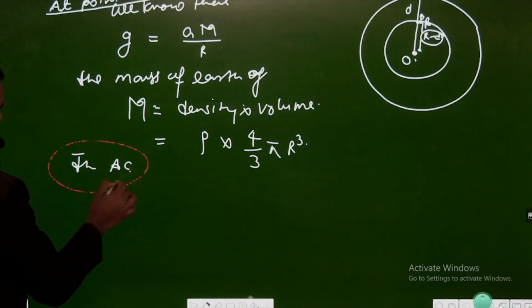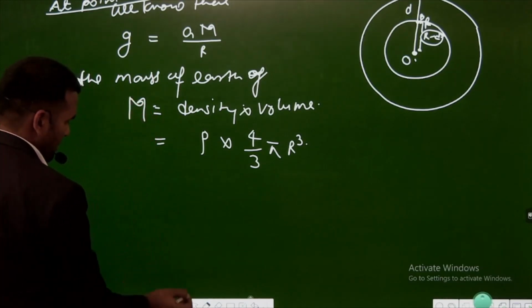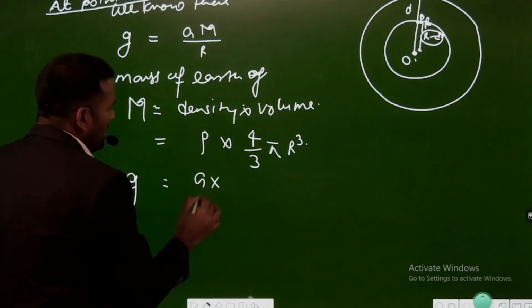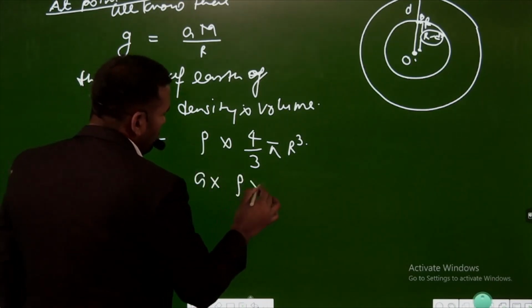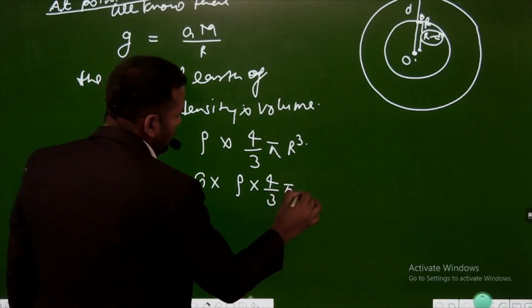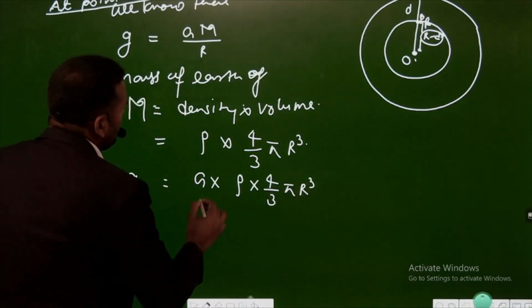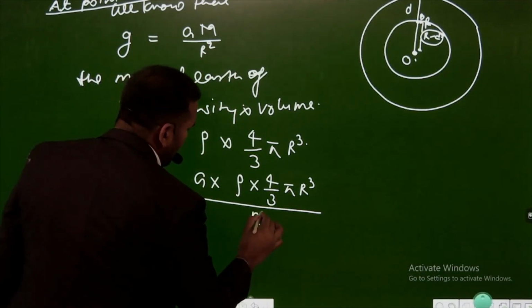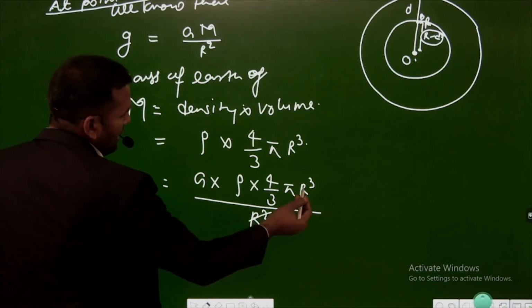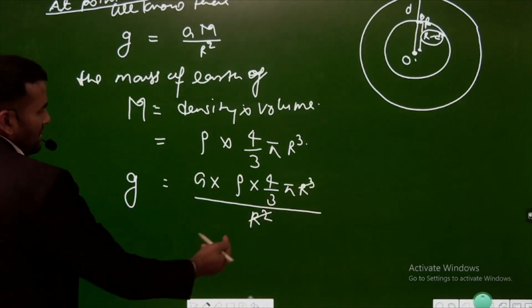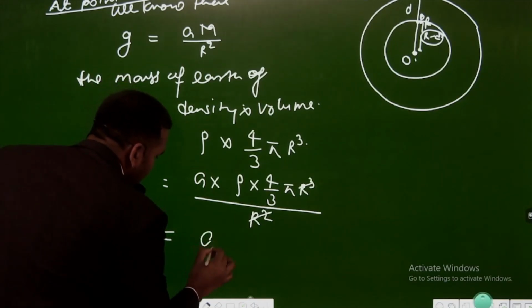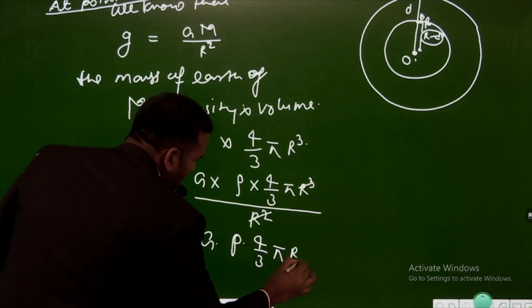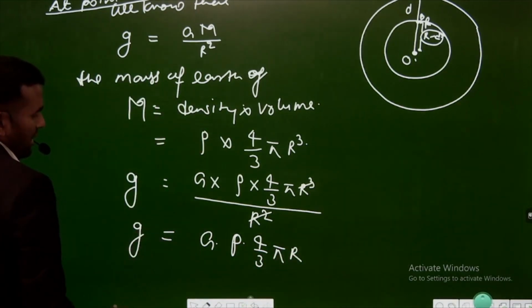Firstly, we have to find out the gravity small g on the basis of these values. G into capital M is equal to rho into 4 upon 3 pi R cube, upon R square. So now R square and R cube we can cancel out. Finally, we have g equal to G into rho into 4 upon 3 pi R. This is considered as equation first.